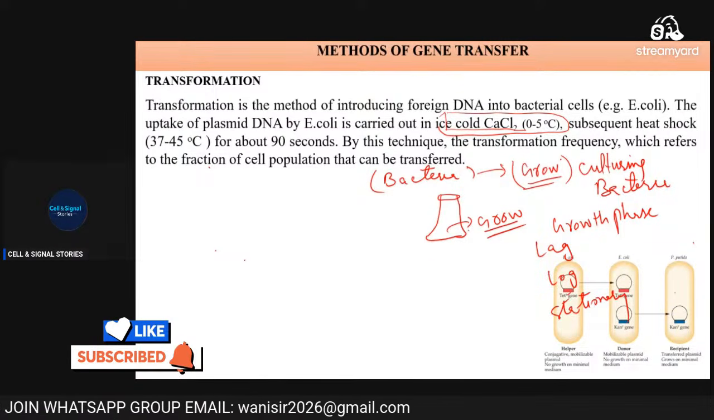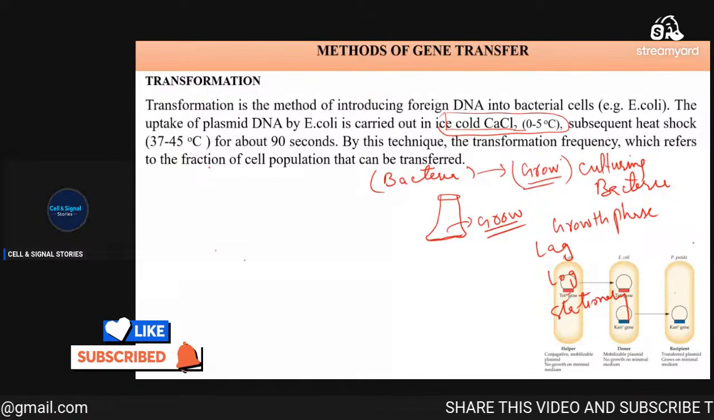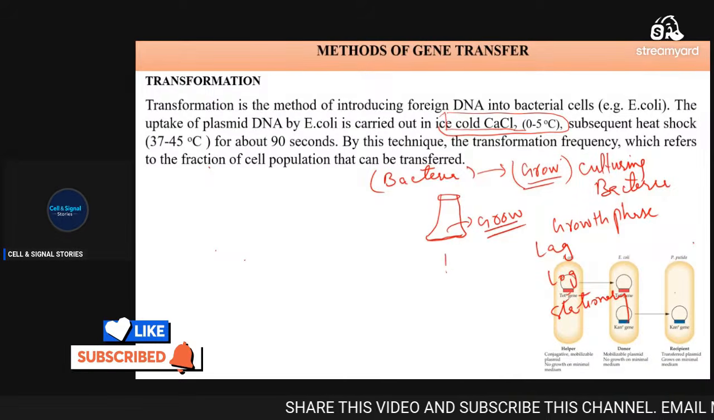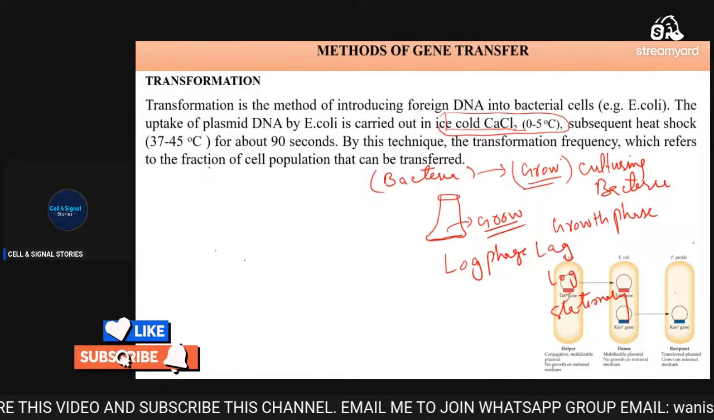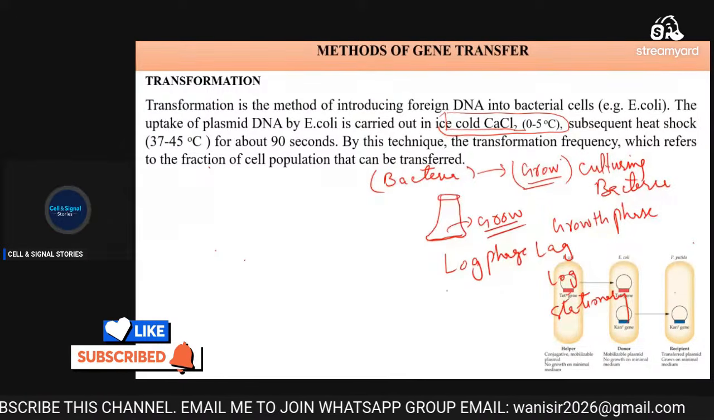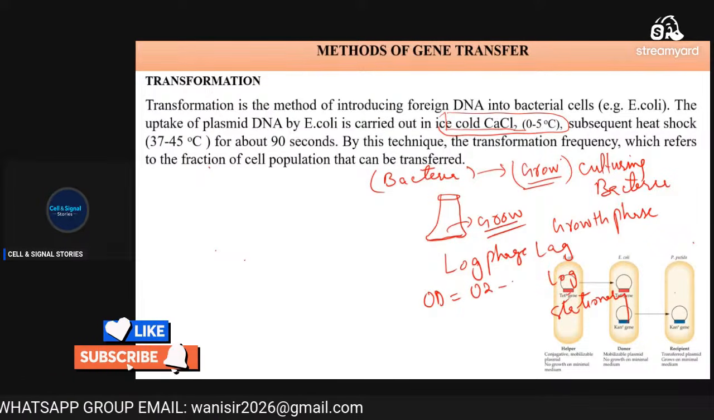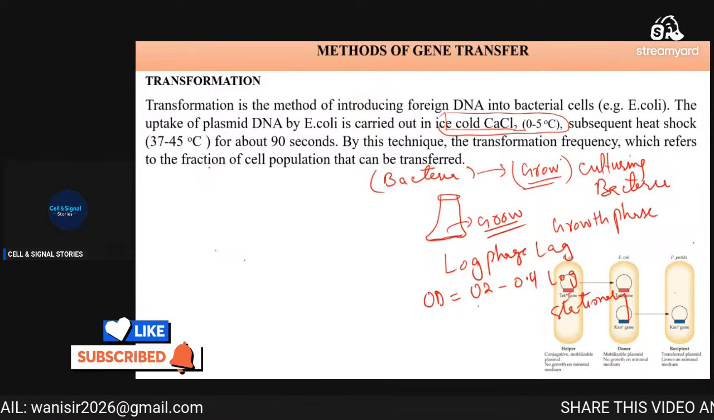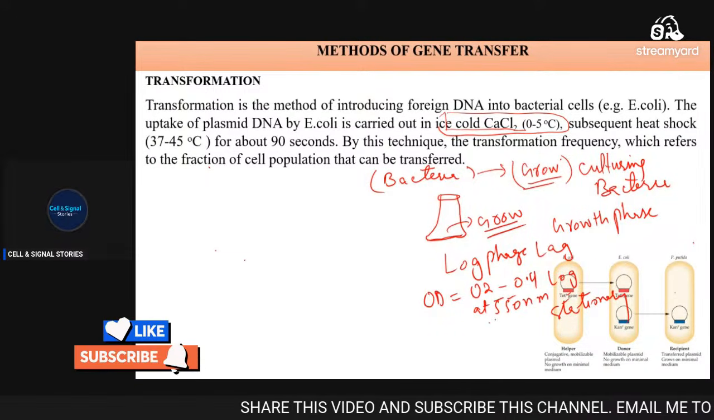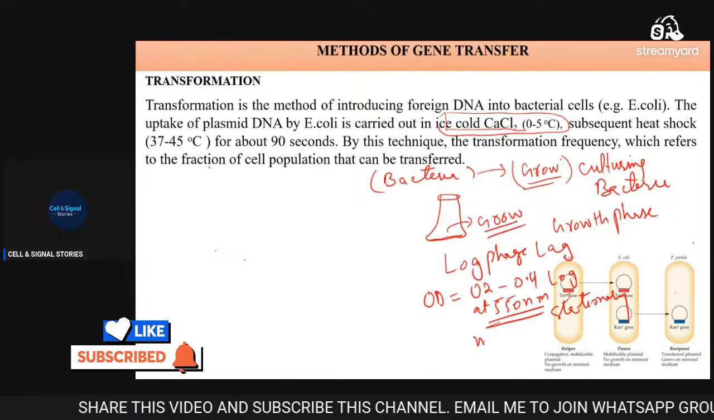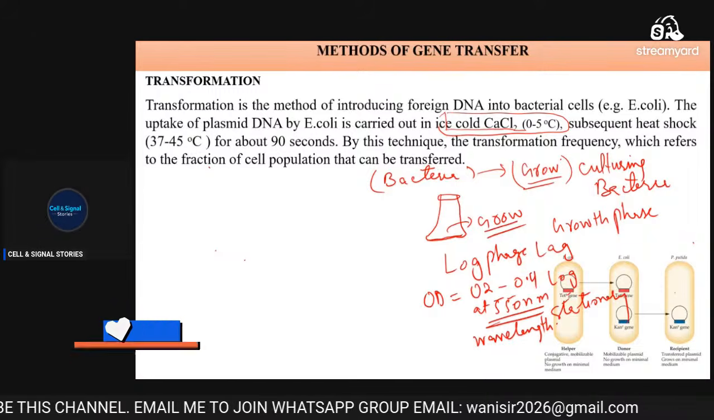So for making the bacteria competent for taking this naked DNA, we need the bacteria from the log phase. How do we know whether the cultured bacteria is in the log phase? We will check the OD. The OD should be between 0.2 to 0.4 at 550 nanometers. This is the wavelength.